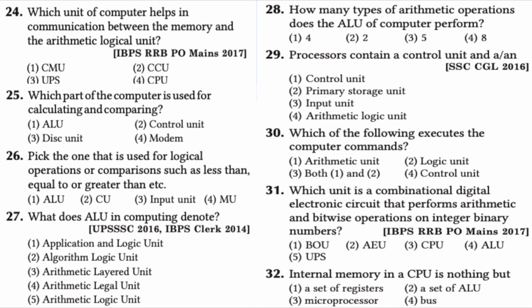Finally, question 32. Internal memory in a CPU is nothing but. Here the correct answer is 1. A set of registers. Internal memory in a CPU is a set of registers, which are small, fast storage locations used for temporary data storage during processing.